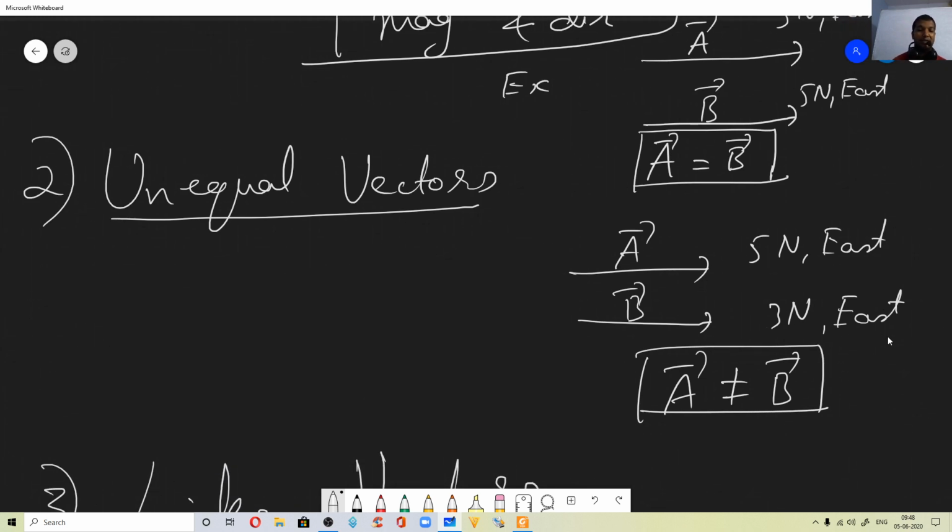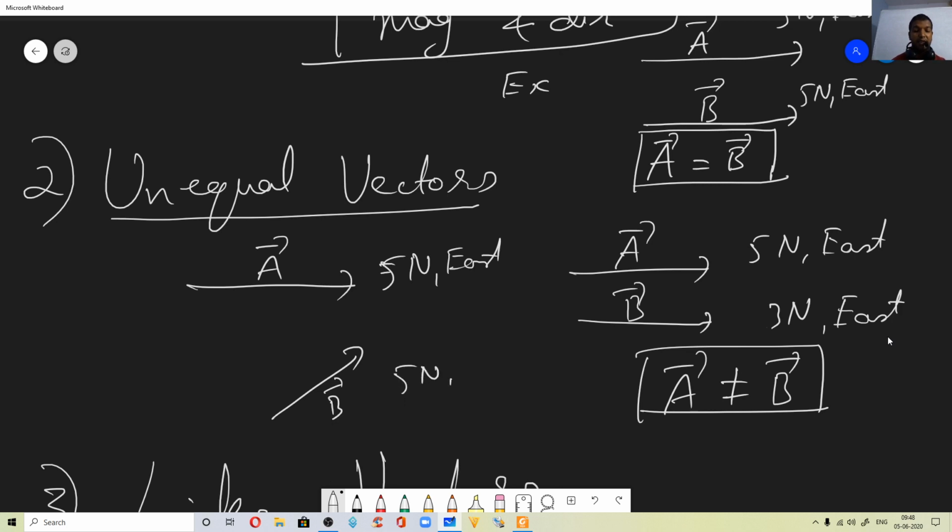Now in some cases, even though the magnitude is the same, say vector A is 5 Newton towards east, and vector B is also 5 Newton, but it is in the northeast direction.